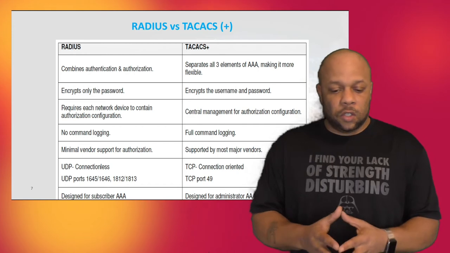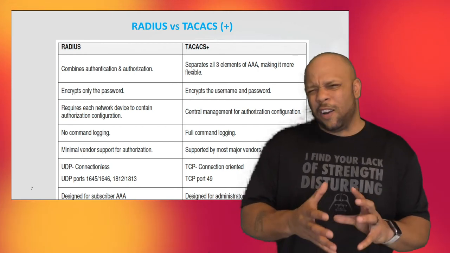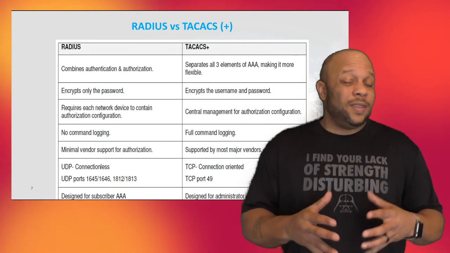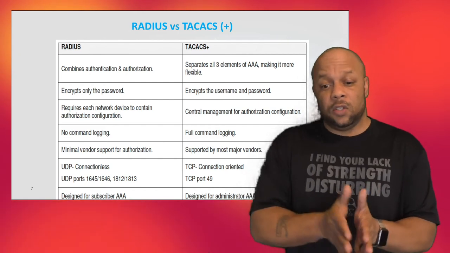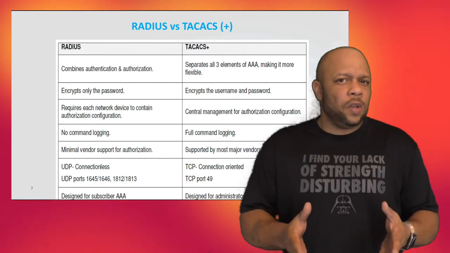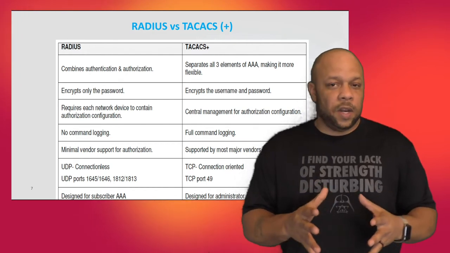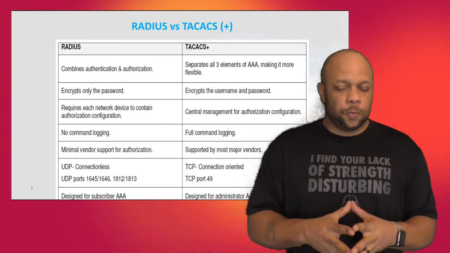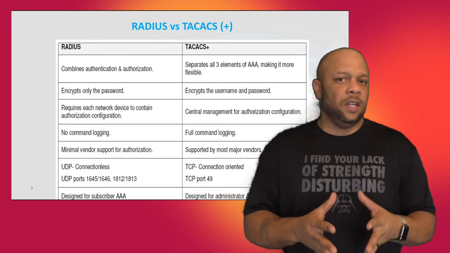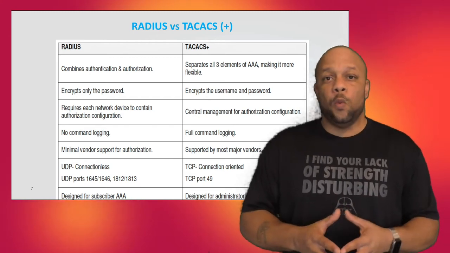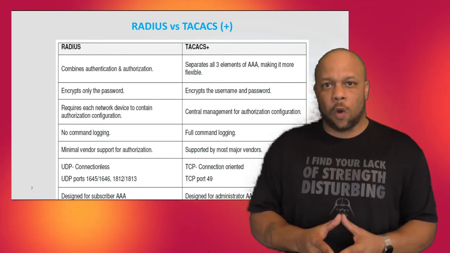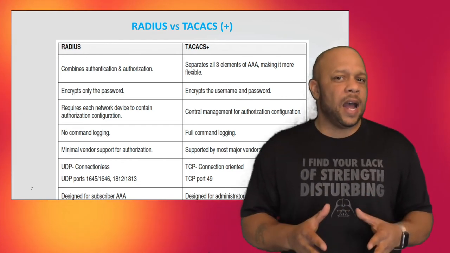And with RADIUS, you have AAA services all kind of bundled into one, whereas with TACACS, it's all separated into three different services to allow for greater flexibility. And then finally, the protocols that each are using. The RADIUS ports are found on UDP 1812 and 1813, whereas the TACACS ports are found on TCP port 49.